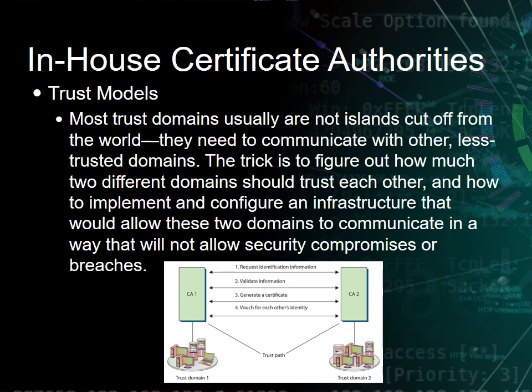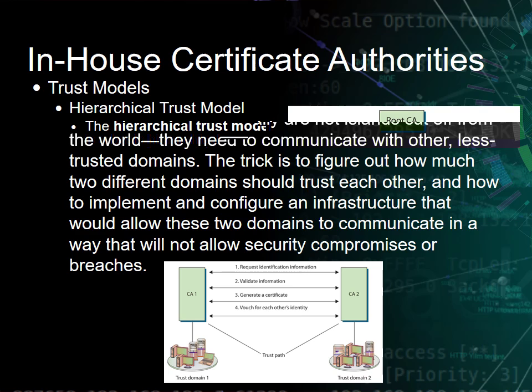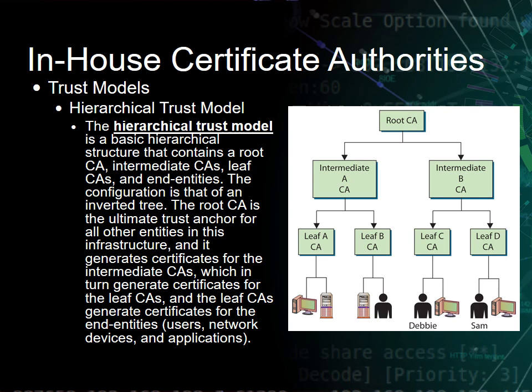The trick is to figure out how much two different domains should trust each other, and how to implement and configure an infrastructure that would allow these two domains to communicate in a way that would not allow security compromises or breaches. So the first model is the hierarchical trust model. The hierarchical trust model is a basic hierarchical structure that contains a root certificate authority, intermediate certificate authorities, leaf certificate authorities, and end entities. The configuration is that of an inverted tree.